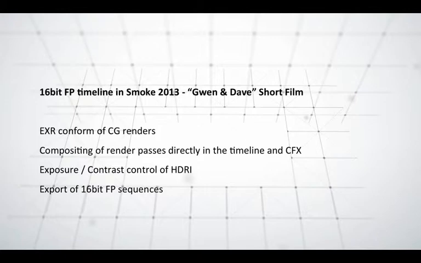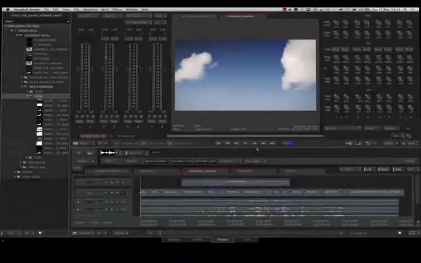Now when we bring them in, they're scaled to 16-bit float. Now 16-bit float is as good as 32-bit. The difference is actually academic. So what we did here, we conformed the EXRs onto the timeline, and we composited them with all their various passes. So we're going to show you that workflow dealing with renders from CG.